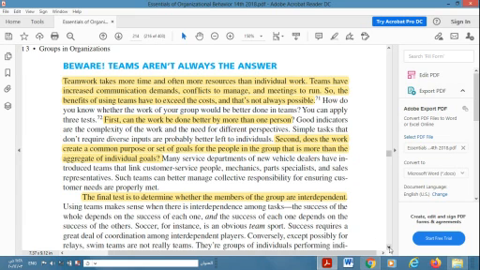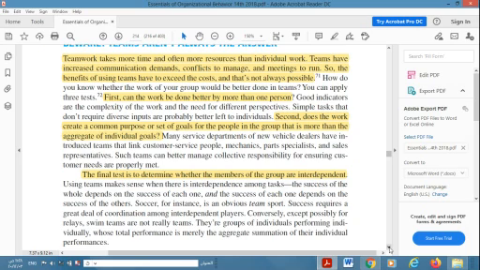The final test is to determine whether the members of the group are interdependent. So using teams makes sense when there is interdependence among tasks. The success of the whole depends on the success of each one, and the success of each one depends on the success of each other.